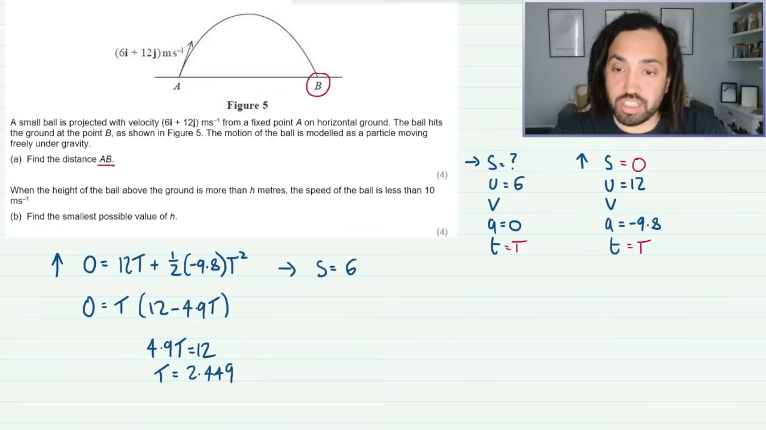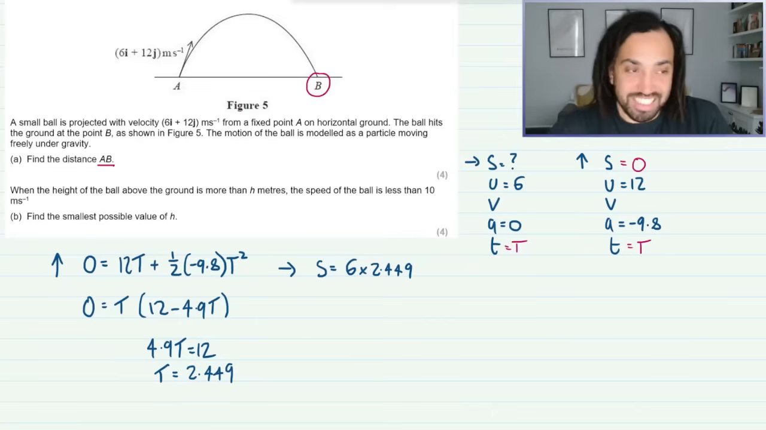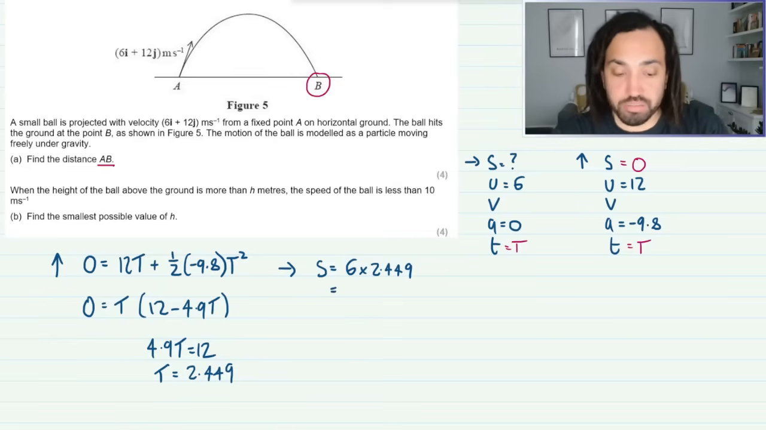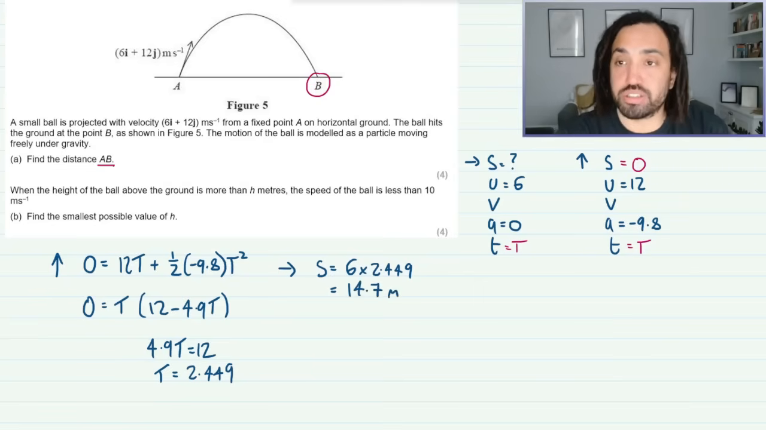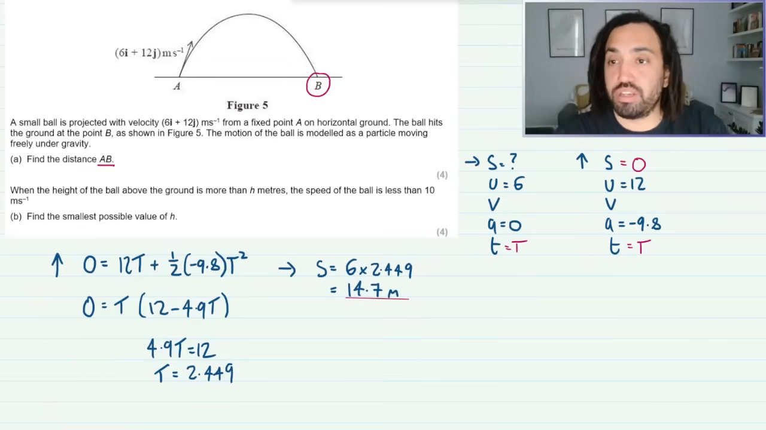So that's 6 times by t, which we know, plus, oh well, not, acceleration 0 in the horizontal. Of course it is. So it's just s equals ut basically, because acceleration is 0. So we just do 6 times by the time, and that gives me 14.7 meters. Lovely. Okay.